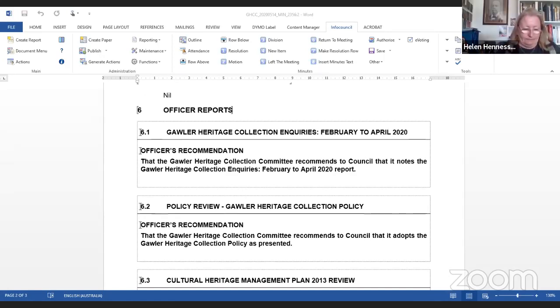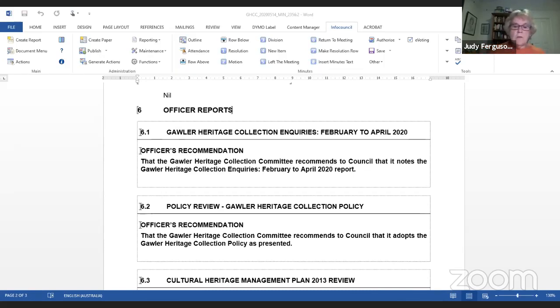Business arising from the minutes. Well, I guess most of the business arising is coming up anyway on the agenda, is it? Is there anything else that anyone wants to raise that's not covered by the agenda? If not, we'll go straight to that. Item 6.1.